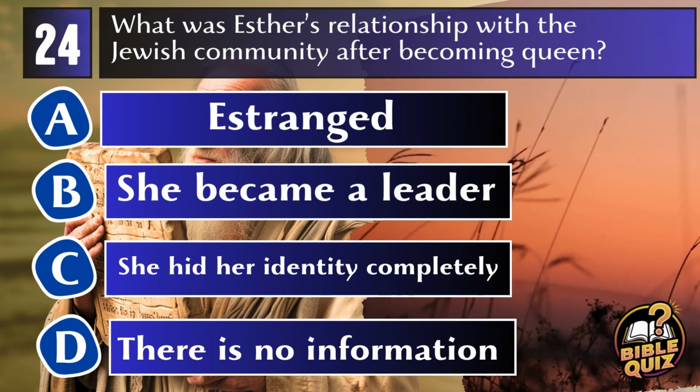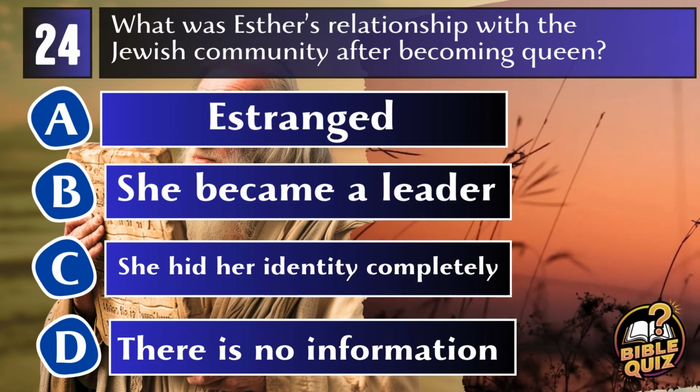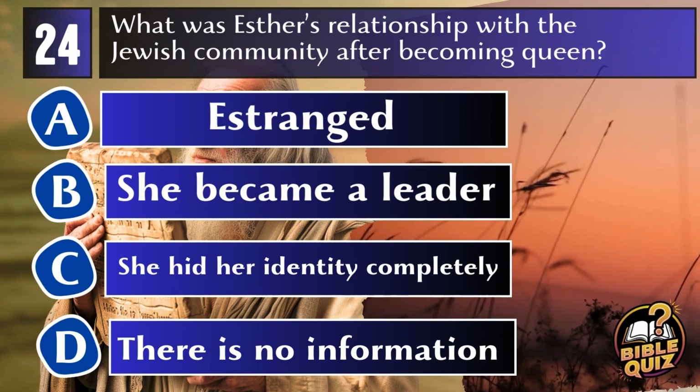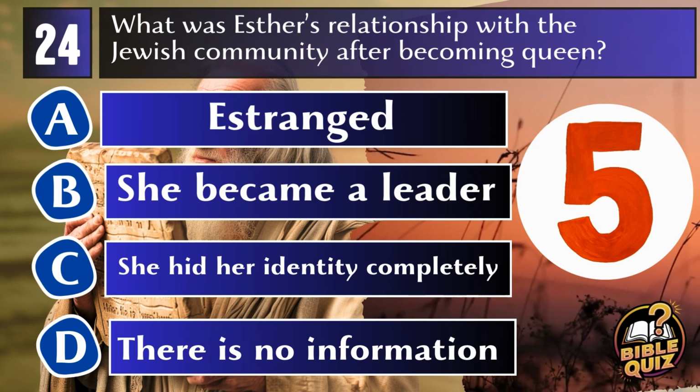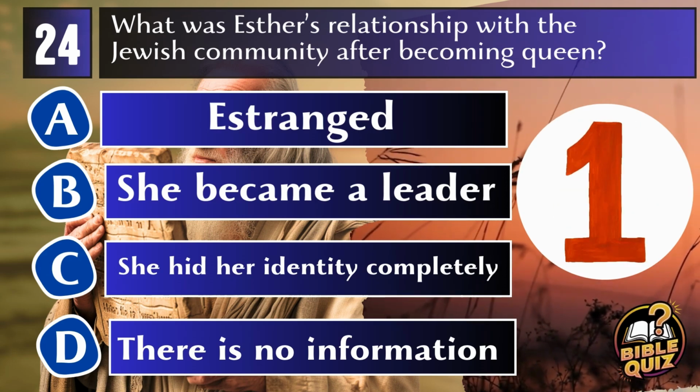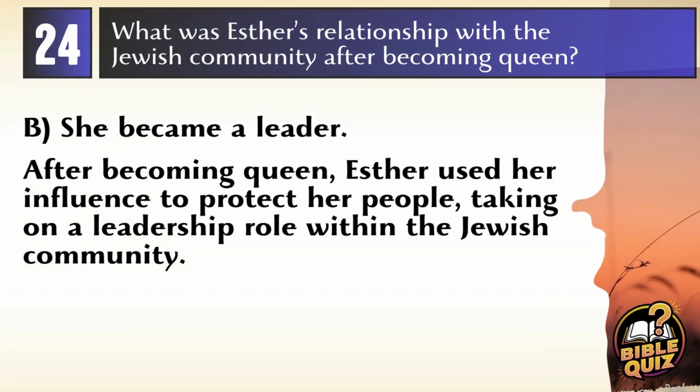Question 24. What was Esther's relationship with the Jewish community after becoming queen? A. Estranged. B. She became a leader. C. She hid her identity completely. D. There is no information. Answer: B. She became a leader. After becoming queen, Esther used her position to advocate for and protect her people, effectively becoming a leader and a heroine within the Jewish community as she navigated her dual identity.